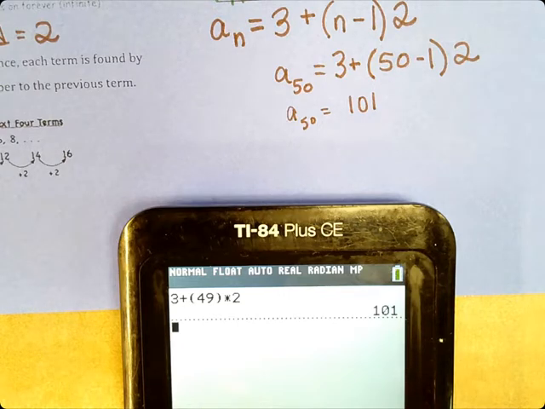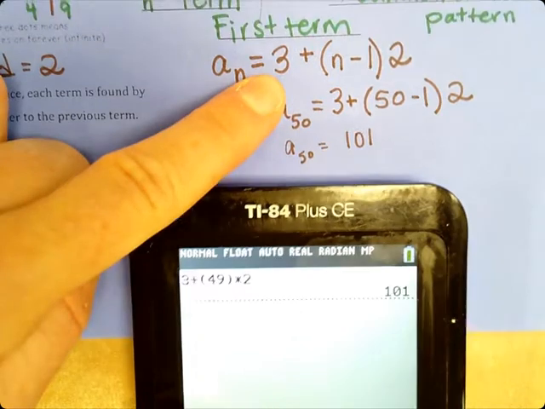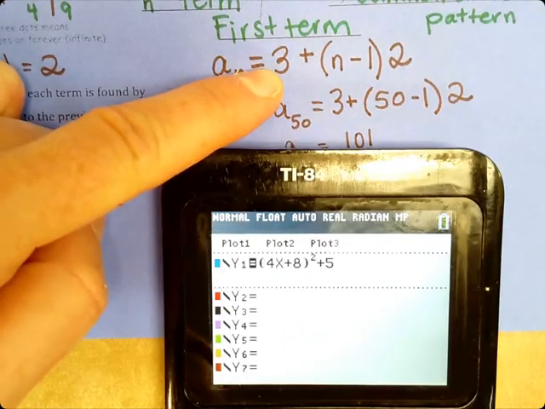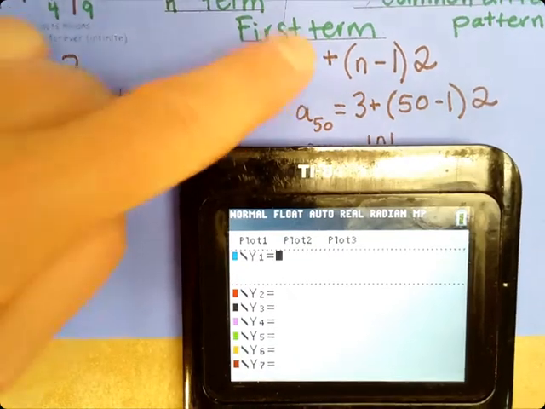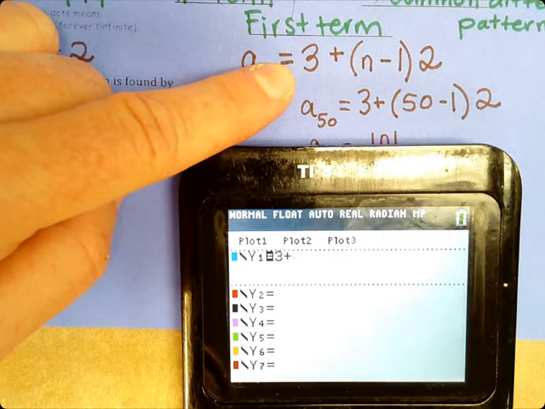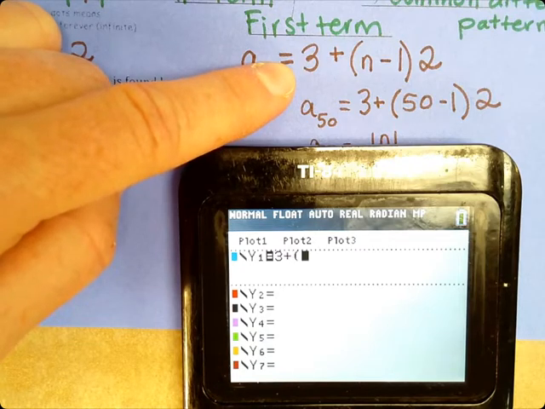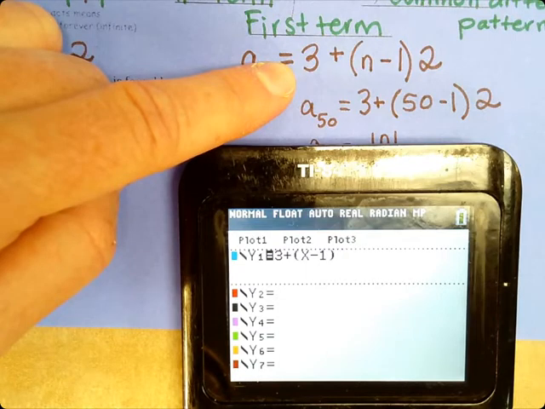So how I showed y'all to put numbers into y equals to find the input output, you can do the same thing here. So go to y equals, clear out what's in there, and let's put in this equation. 3 plus parentheses. Instead of writing n, I'm going to use x. I can interchange my variables. So that'll be x minus 1, close parentheses, times 2.